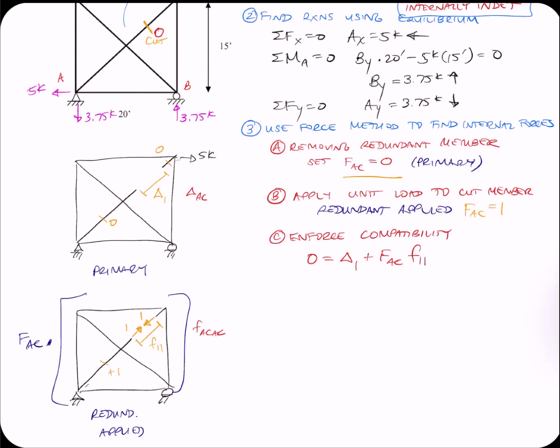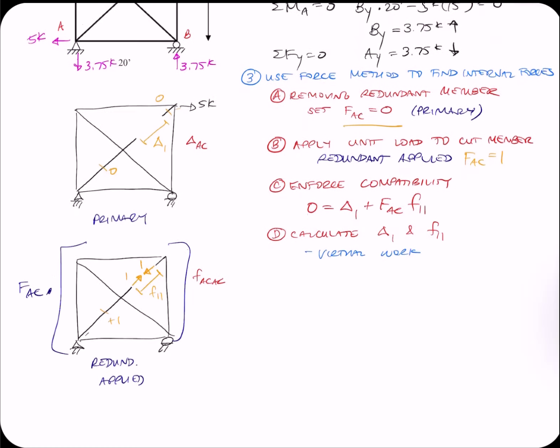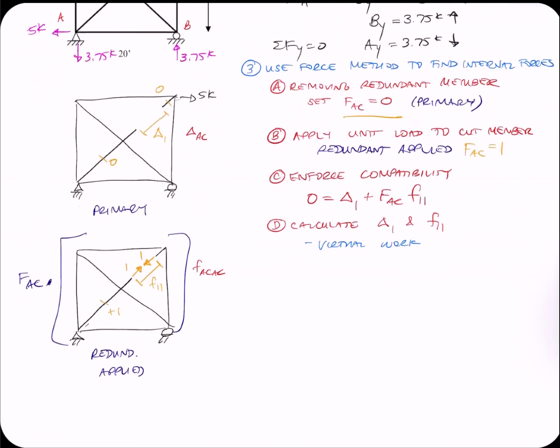But it looks very similar to what we did for externally indeterminate trusses and our beams. So we are going to enforce that compatibility. We need to calculate delta 1 and F11. And again, the only method we have is virtual work. So I'm going to do virtual work. I'm going to do it on the next page because I have more room.